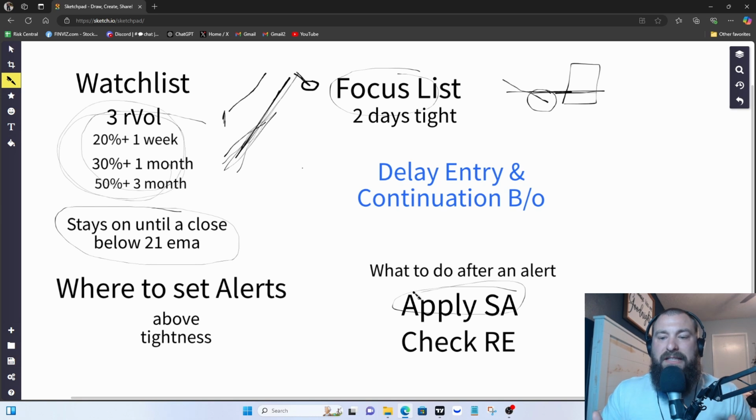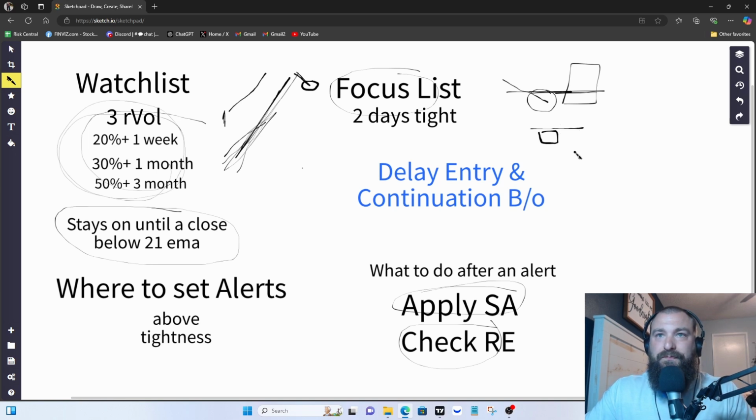For me, I want to see that I am in a bull market, breakouts are working, I don't have a lot of open exposure, and then I check for the range expansion. So if yesterday's candle was this big and my alert is here, if I'm looking and the stock looks like this today, that is not a range expansion. If it looks like this, that is a range expansion. And then that will signal an entry for me.